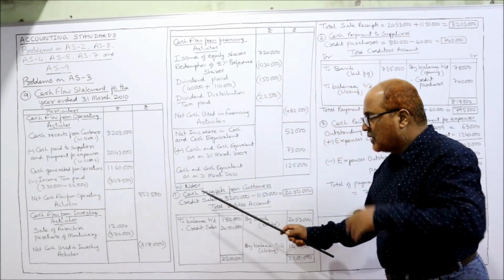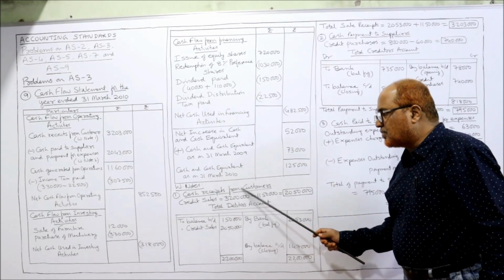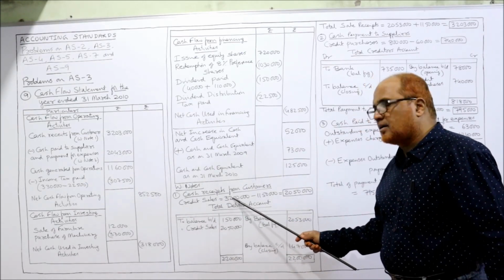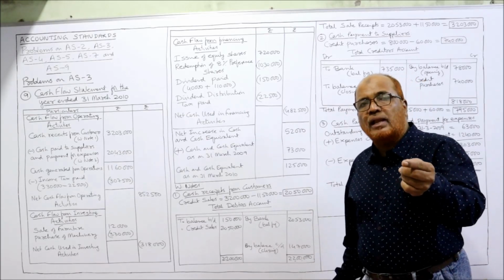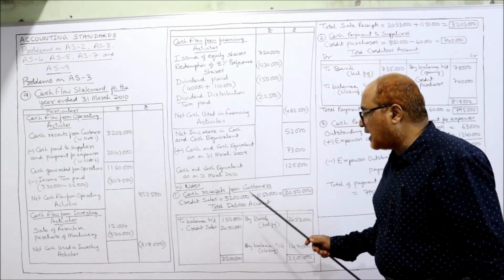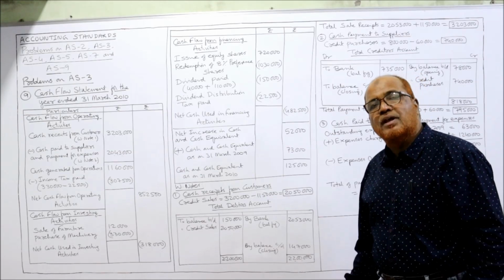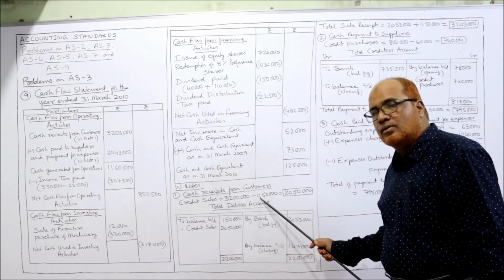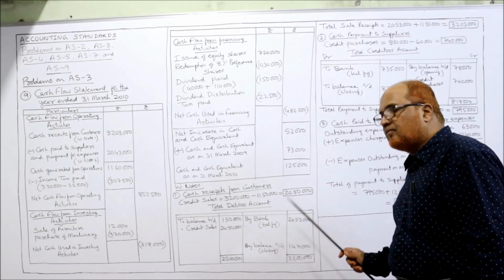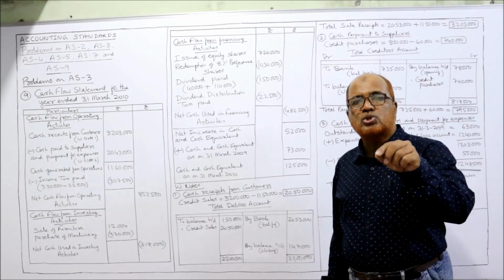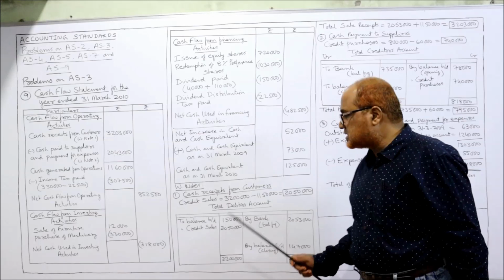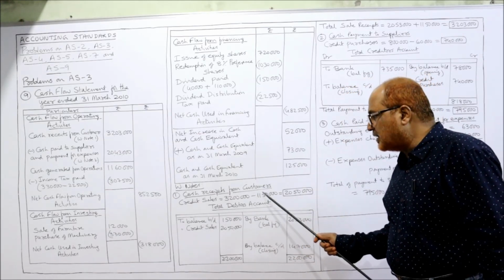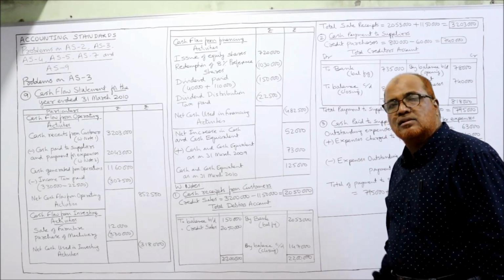See carefully here. Working note: cash receipt from customers. Total sales are given as 32 lakh. Out of 32 lakh, cash sales are 11 lakh 50,000. Deduct: 32 lakh minus 11 lakh 50,000, so credit sales are 20 lakh 50,000. The goods sold on credit are 20 lakh 50,000. We have calculated total sales minus cash sales, and you will get credit sales.